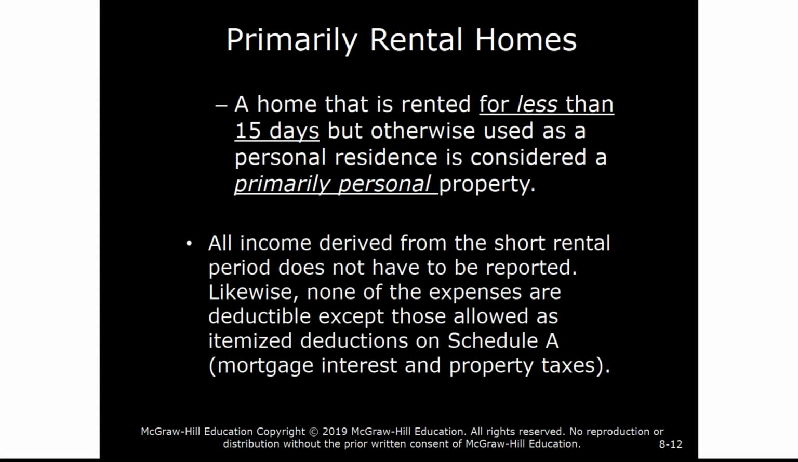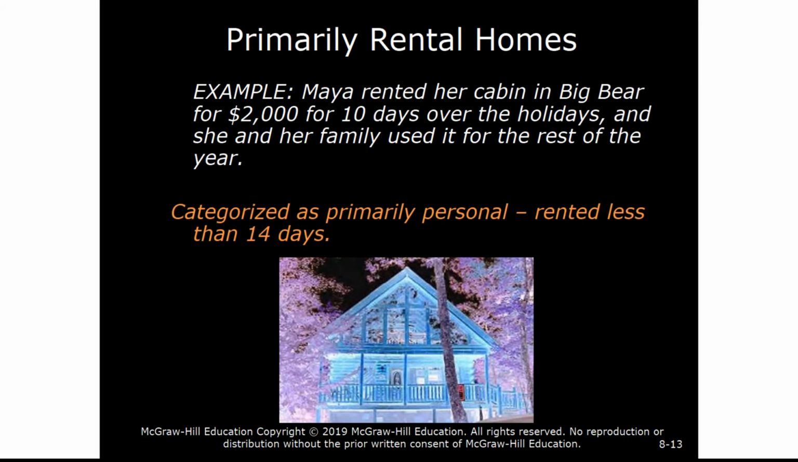If a home is rented for less than 15 days, but otherwise used for personal purposes, then we said earlier it's used for primarily personal purposes. Therefore, if you do rent it out, for example, for 8 days during the year, and that's all, then you wouldn't have to report that income on your tax return, nor would you be able to deduct any expenses related to that income. So a property that's used primarily for personal purposes is one that is rented for less than 14 days.